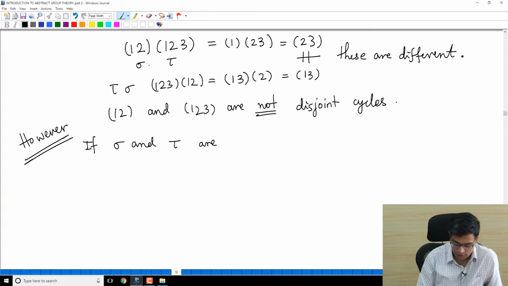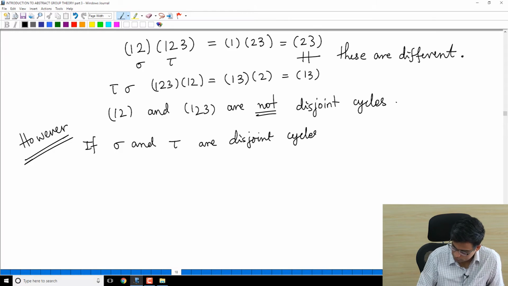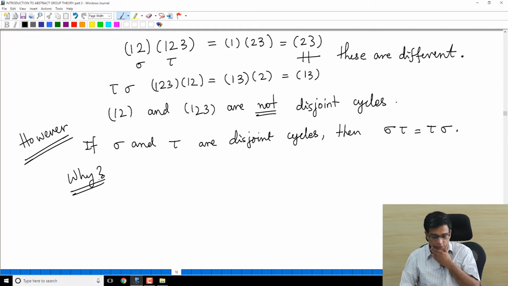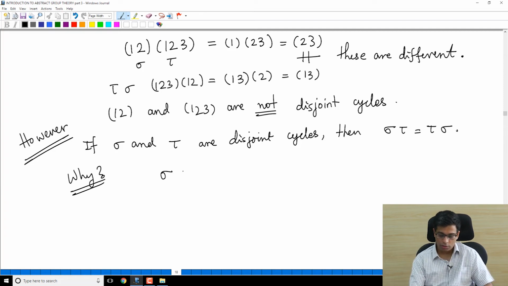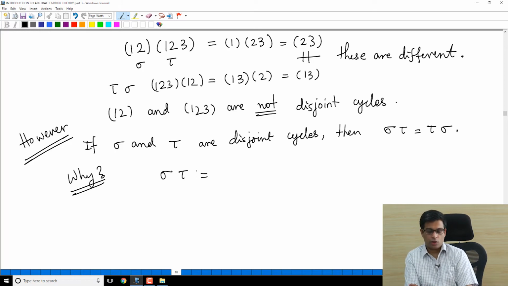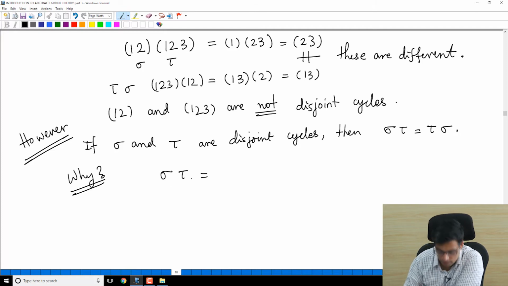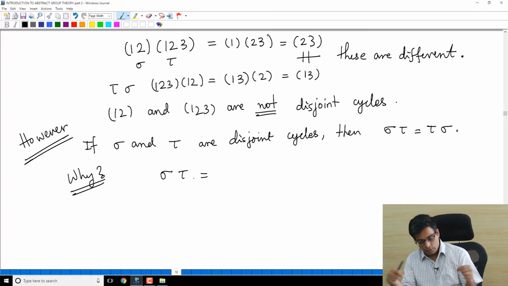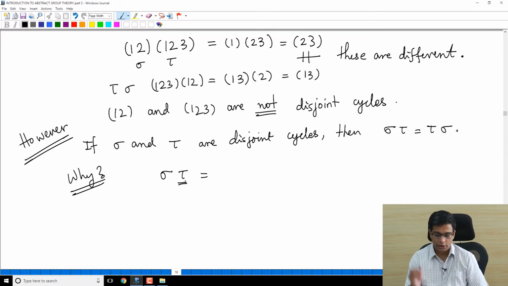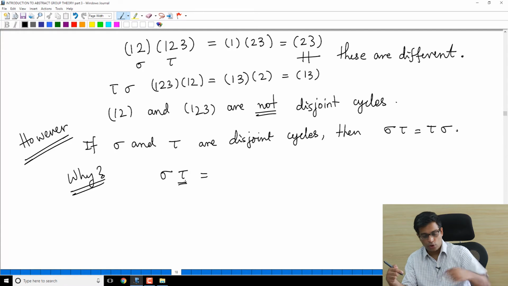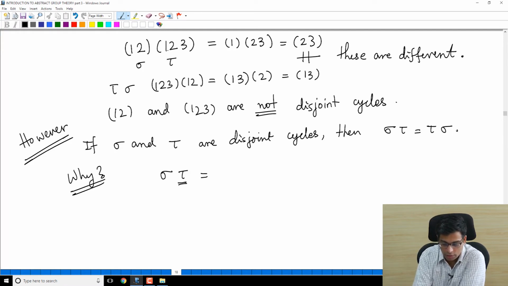in general they don't commute with each other, but if they are disjoint cycles, then sigma tau is tau sigma. So why is this? If you think about it, it's clear, because when you try to write the product, we first look at indices in tau and see where it goes. Wherever it goes, it won't appear in sigma again, unlike in this example. In this case 1 goes to 2, but 2 goes to 1 because 2 appears here.